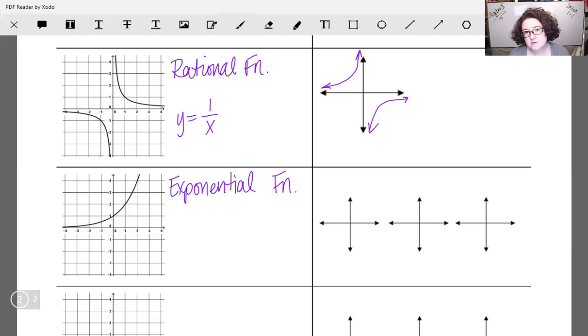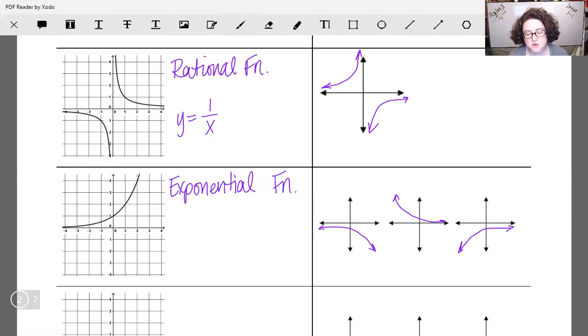What if we flipped it down over the x-axis? We would have a graph that looks like this. What if we flipped it over the y-axis? Flipped it left to right, we'd have a function that looks like this. And then what if we did both? We would end up with a function that looks like this. And again, we'll explore these functions a lot more. Right now, I just want you to be noting what pictures we can associate with these names of functions.